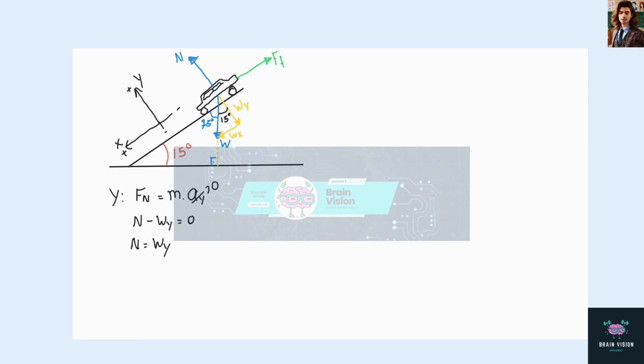Now we can calculate the cosine of 15 degrees using the definition of the cosine. So the cosine of 15 degrees is equal to the adjacent side, Wy, divided by the hypotenuse, which is W. Therefore, Wy is equal to W times the cosine of 15 degrees. Finally, the normal force is given by the weight force times the cosine of 15 degrees.